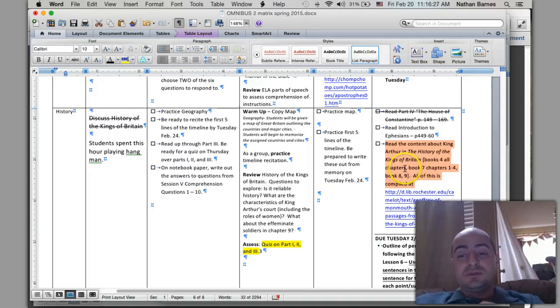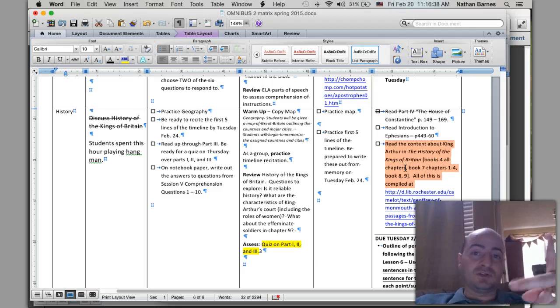And I want the students to take notes and be prepared for a quiz on King Arthur. We're going to have a quiz on Arthur on Tuesday, and then we're going to have a quiz on Arthur on Thursday, because we're going to be reading two big sections of Arthur, and then we're going to be done with this book.